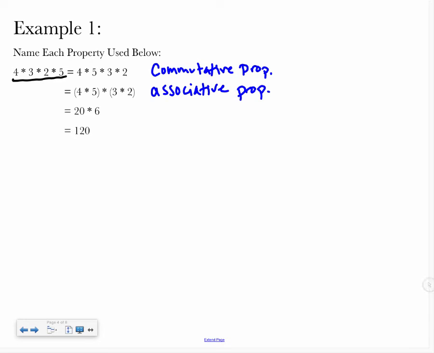Okay? Now you may ask, now I go from the 4 times 5 times 3 times 2, and I have a 20 times 6. What is that called? We didn't talk about anything like that. Once you start performing operations and you don't end up with a 1 or the same exact number, then you're going to call that substitution. Because instead of writing 4 times 5, we are substituting 20. Instead of writing 3 times 2, we are substituting 6. So this is called substitution. And then instead of writing 20 times 6, we are substituting 120.